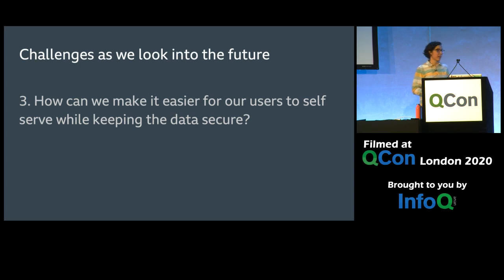The last one is about how can we make it easier for our users. Most of our users do not really come from engineering backgrounds. For them, SQL is just an interface, and they only look into the data. So we need to make it as easy as possible for them. But for me, the concern is how do we keep the data secure while making it easier for our users?